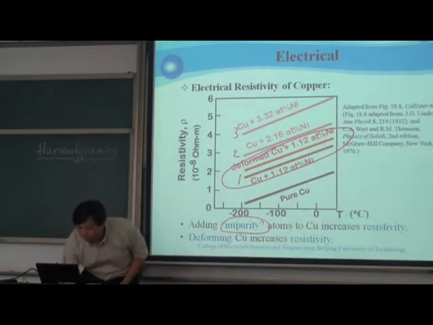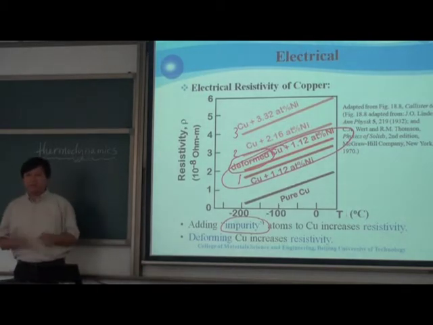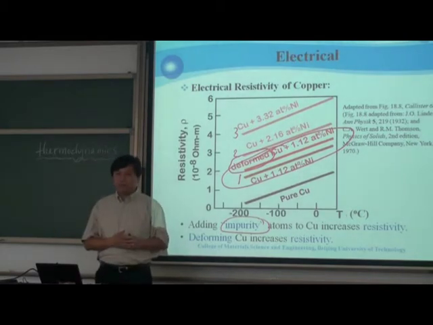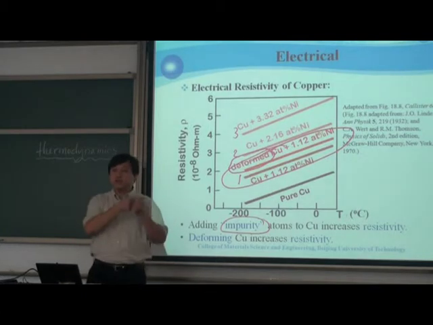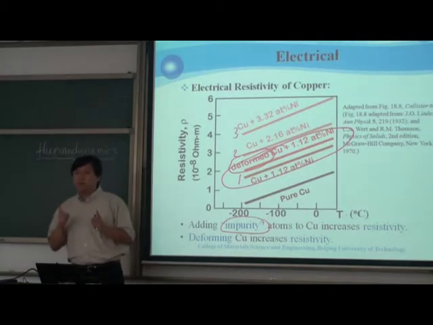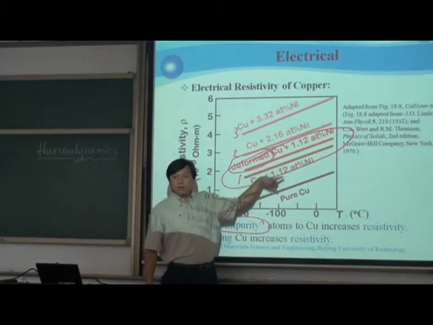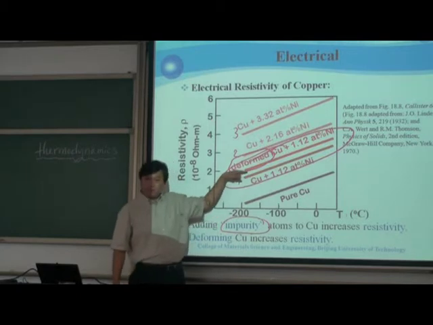Here we have another word, deformed. What does deform mean? Deform means you change the shape of a material. For example, you have a material that is rectangular. Then you make it longer by extrusion or by giving a lot of pressure. Then you are deforming that material. Okay. Therefore, if you deform the same material, you actually change the resistivity of the material.